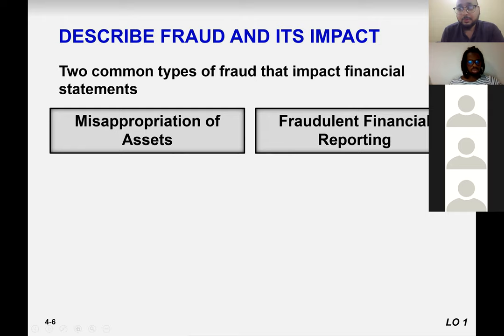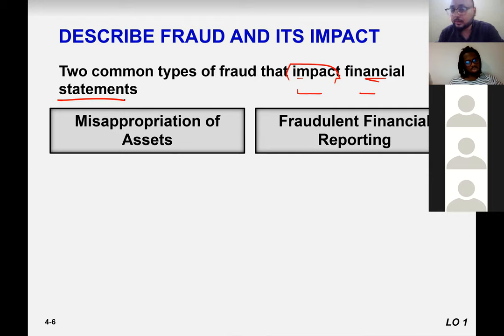Okay, so there are two more common types of fraud that impact financial statements. We are here learning fraud that affects the financial statements. There are credit card frauds and identity theft frauds, but we're not dealing with those, so we are restricted to our subject. What are the financial statements? Income statement, statement of retained earnings, balance sheet, and cash flow statement. Four statements. Number one, misappropriation of assets.